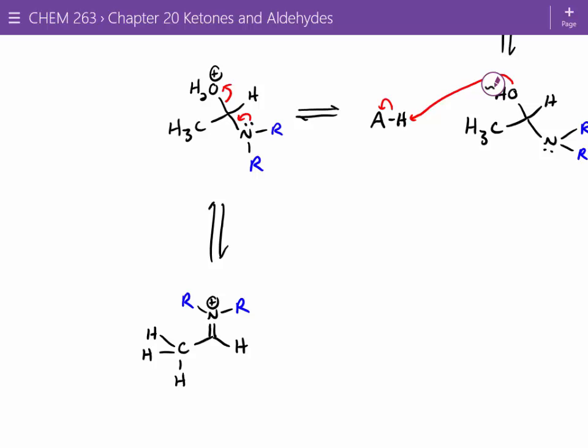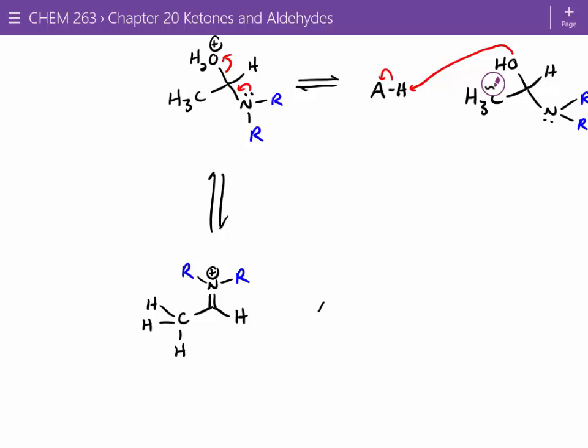Okay, so we're not quite done. We can't deprotonate the nitrogen, right? There are no protons to take. But what can we do? So the R groups aren't good leaving groups. They're going to hang out on that nitrogen. Yeah, we can steal a proton from that methyl group, right?